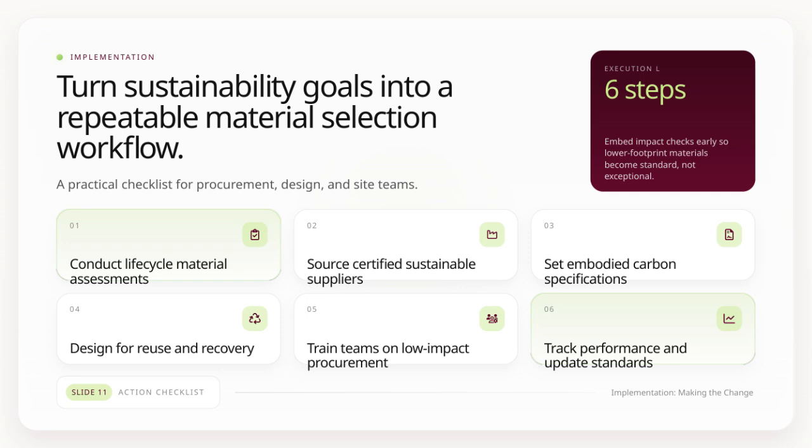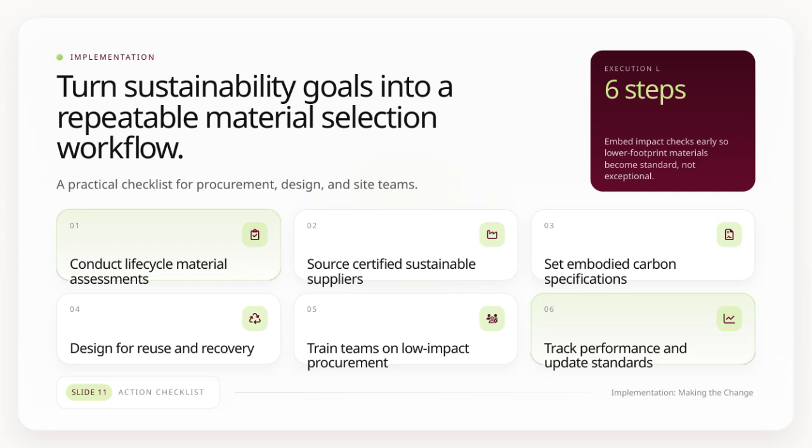First, conduct lifecycle material assessments to understand the full environmental impact of your materials. Second, source certified sustainable suppliers to guarantee the materials meet recognized standards. Third, set embodied carbon specifications that set clear boundaries on the carbon footprint allowed in your materials. Next, design for reuse and recovery, which ensures materials can be repurposed or recycled, minimizing waste. Fifth, train your teams on low-impact procurement so everyone involved understands and prioritizes sustainability in purchasing decisions.